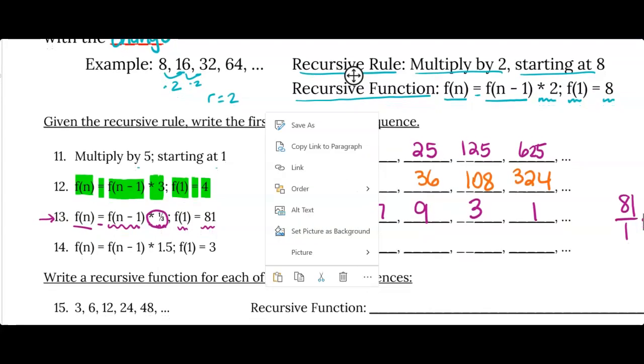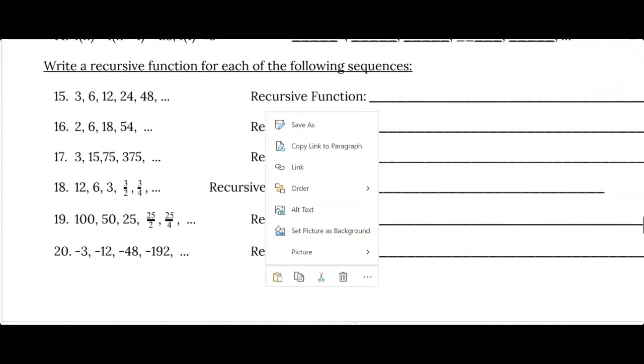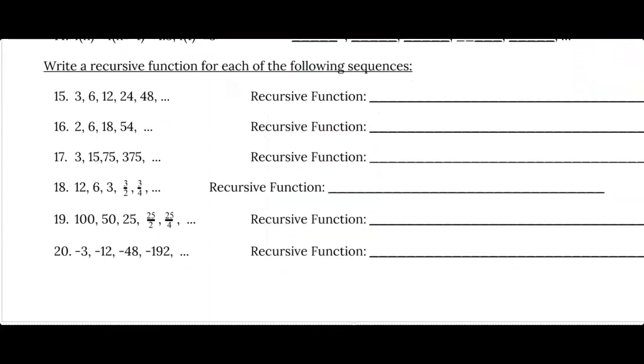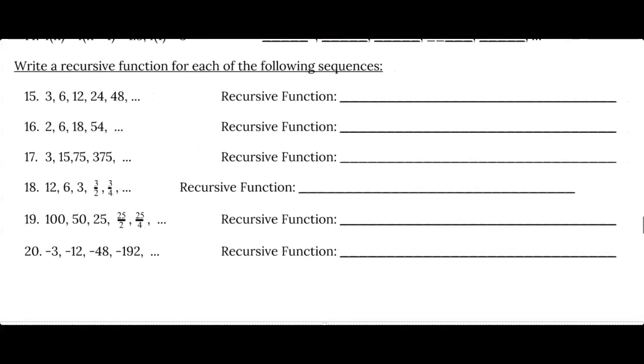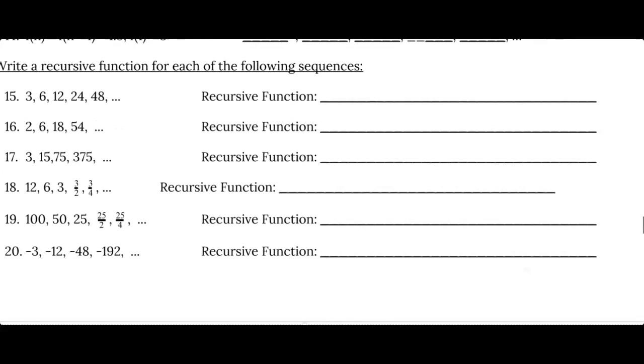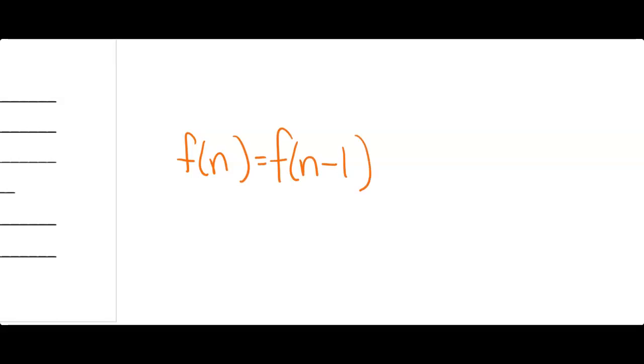Going from the recursive rule to the terms is pretty easy. Now let's see what happens when we write our recursive functions. Writing them, remember, will always have the same shell. So I'm going to come over here, and remember our shell was f of n is equal to f of n minus 1, and then we had plus d. Now it's going to be times r.